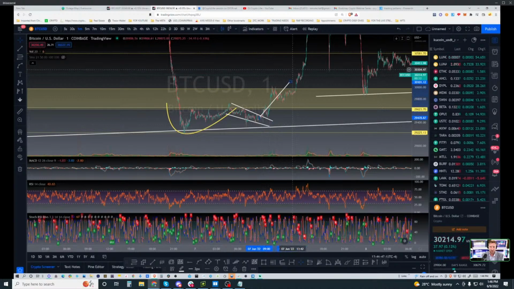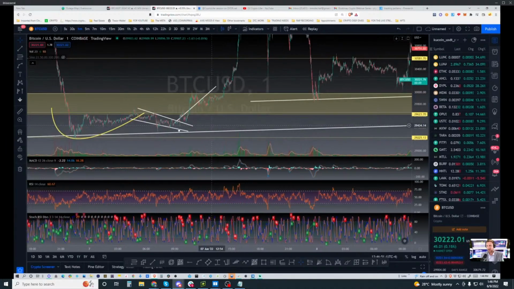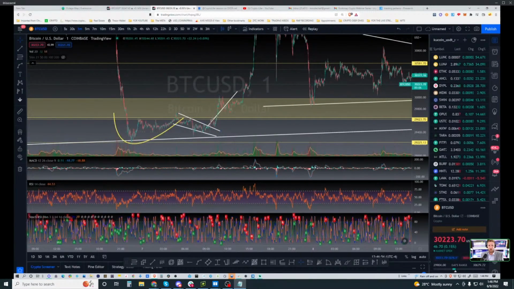We watched this play out live. It was amazing. Anyway, so this area created a double bottom, and we flipped up on Bookmap.